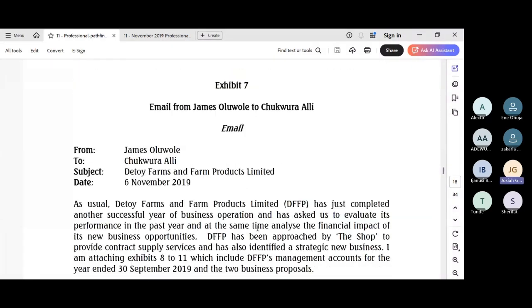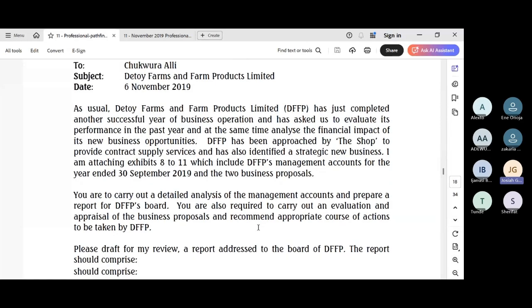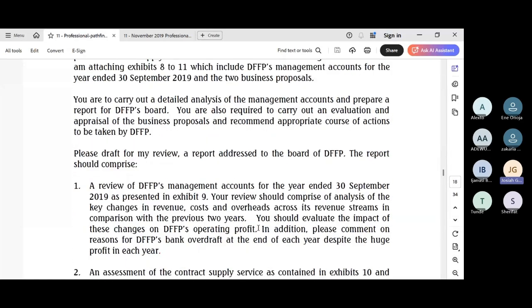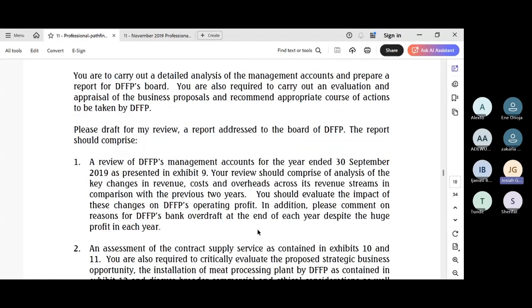All right, so Exhibit 7 speaks to the requirements and it reads, Requirement 1 states a review of Detoy Farms and Farm Product Management accounts for the year ended 30th September 2019 as presented in Exhibit 9. Your review should comprise of analysis of key changes in revenue, cost, overheads across its revenue streams in comparison with the 2 years. You should evaluate the impact of these changes in Detoy Farms and Farms Product operating profit.